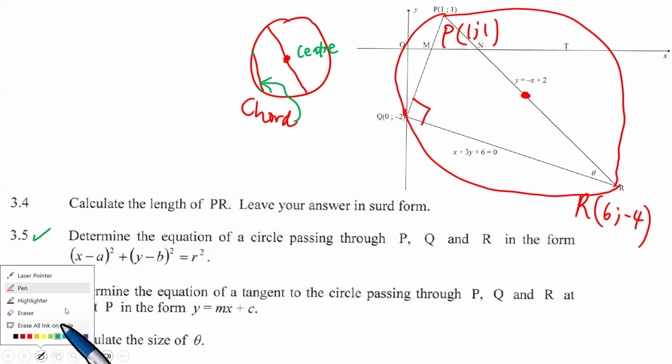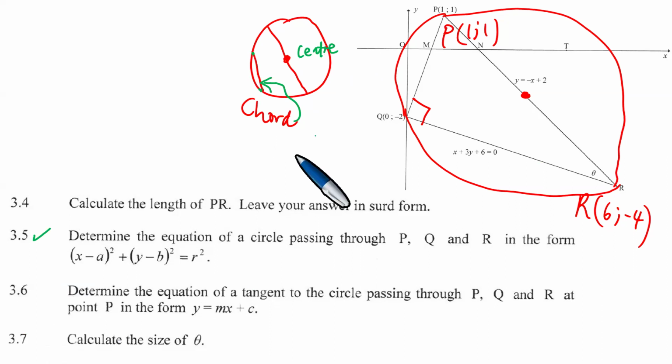Diameter. It's called a diameter. Well done. Thank you so much. I was just testing you to see if you can relate to that. So, determine the equation of a circle passing through the points P, Q, and R.